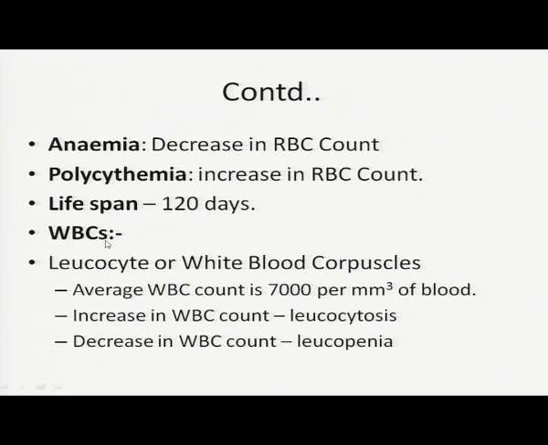Now, coming to WBC cells, they are known as leukocytes or white blood corpuscles. The average WBC count is 7,000 per cubic millimeter of blood. An increase in the WBC count is called leukocytosis, and if the WBC count decreases, then we will call it leukopenia.